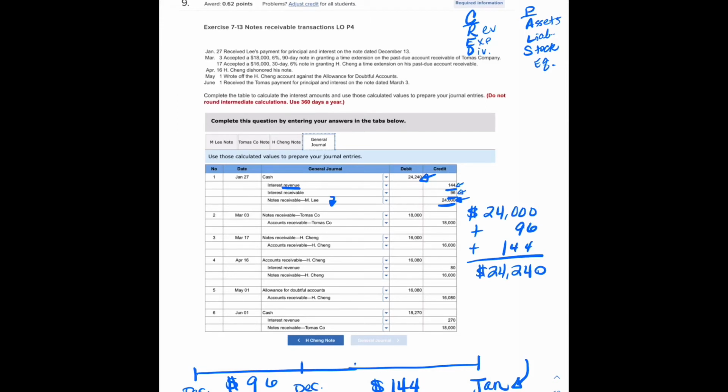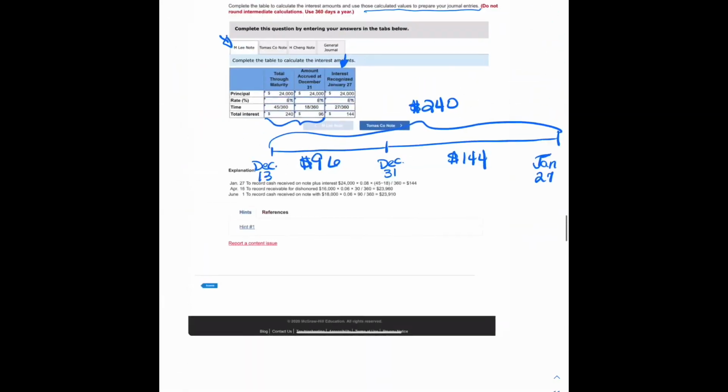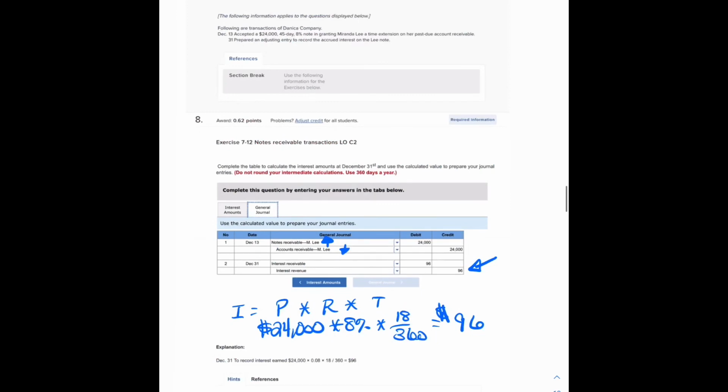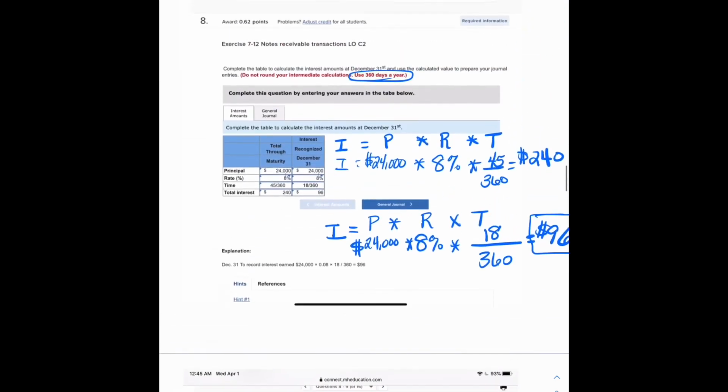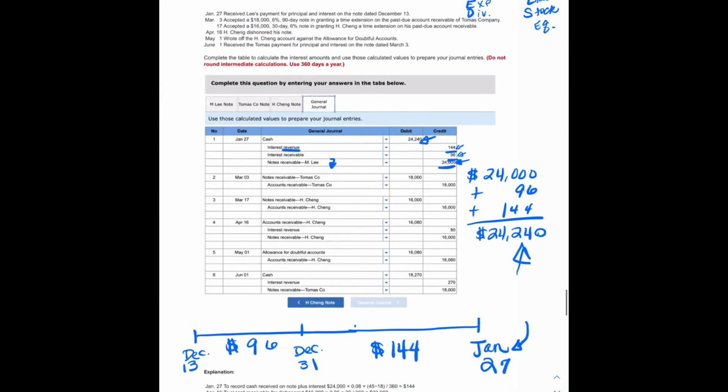$24,240. Now, one other way you could have gotten to this number is if you came back up and realized the total amount of interest that we were going to calculate on this note was this $240. Well, that means at the end of the period, the amount owed to us is enough to cover not only the $24,000 note, but also the $240 in total interest, which would still get you to the same $24,240.